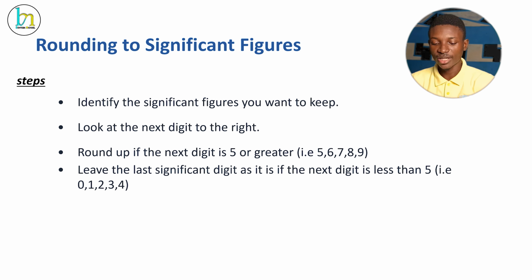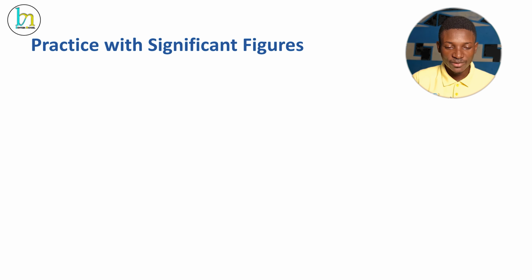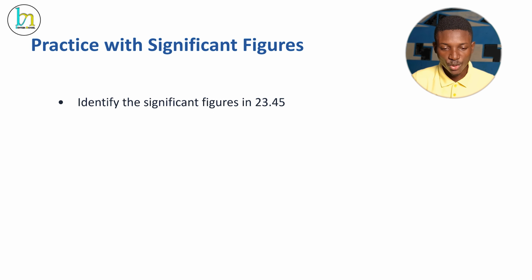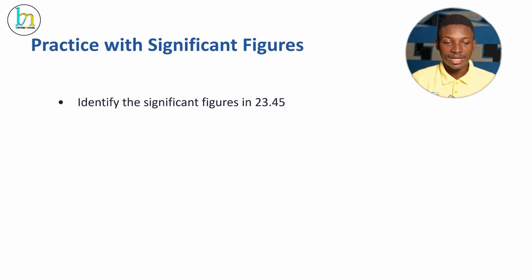Let's practice with significant figures. Now, just identify the significant figures in 23.45. You are going to practice all these things. So what is the answer? We have 4 SF over here. SF means significant figures, so we have 4 significant figures.